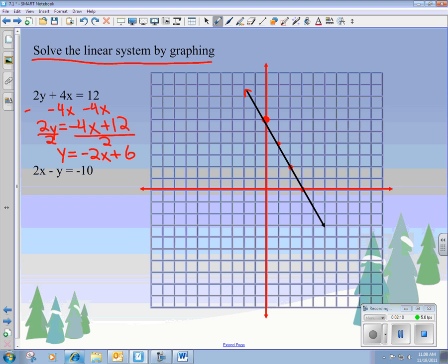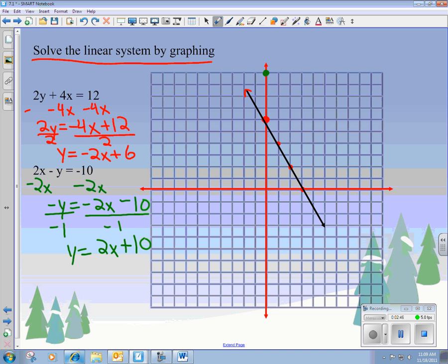We'll look at our second one. To do that, we need to get y by itself again. So we're going to subtract 2x from both sides. So we have negative y equals negative 2x minus 10. And then from there, we're going to divide by negative 1, or you could multiply by negative 1. Doesn't really matter. So that we have y equals 2x plus 10. So remember that changes the signs on everything. So we're going to start up at positive 10, which is our y-intercept. So that's up here at positive 10, right here.